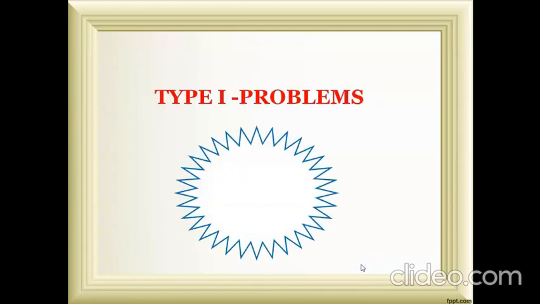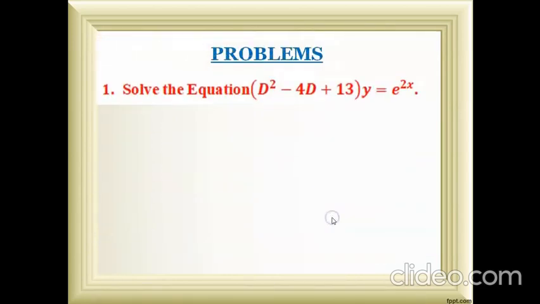So we move on to the problems under the first type. The RHS must be of exponential form. Here is the first problem: D square minus 4D plus 13 into y is equal to e power 2x. Here we need to find the complementary function as well as the particular integral, because the RHS is a function of x that is purely exponential. So this comes under the first type.